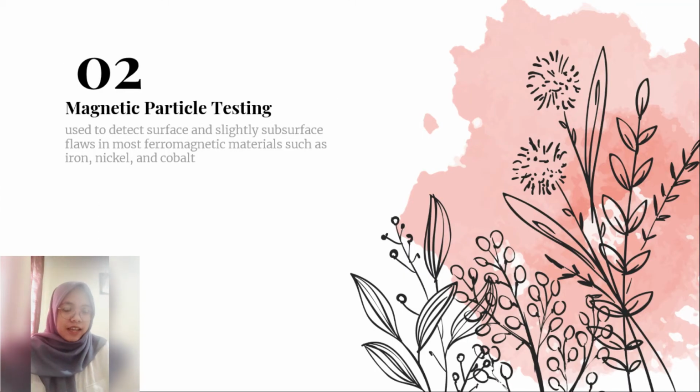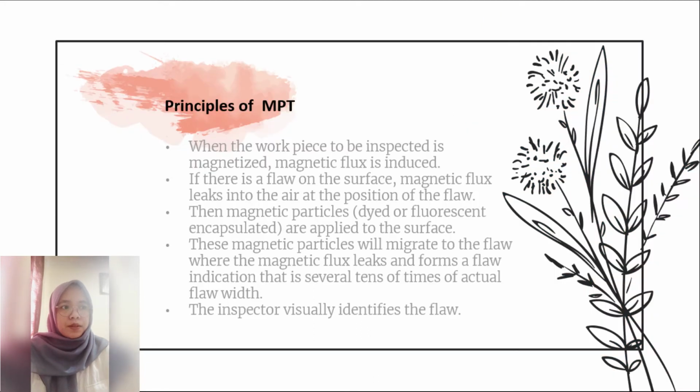The second method in NDT is magnetic particle testing, MPT. This method is used to detect surface and slightly subsurface flaws in most ferromagnetic materials. The principle for this method is that when the workpiece to be inspected is magnetized, magnetic flux is induced. If there is a flaw on the surface, magnetic flux leaks into the air at the position of the flaw.